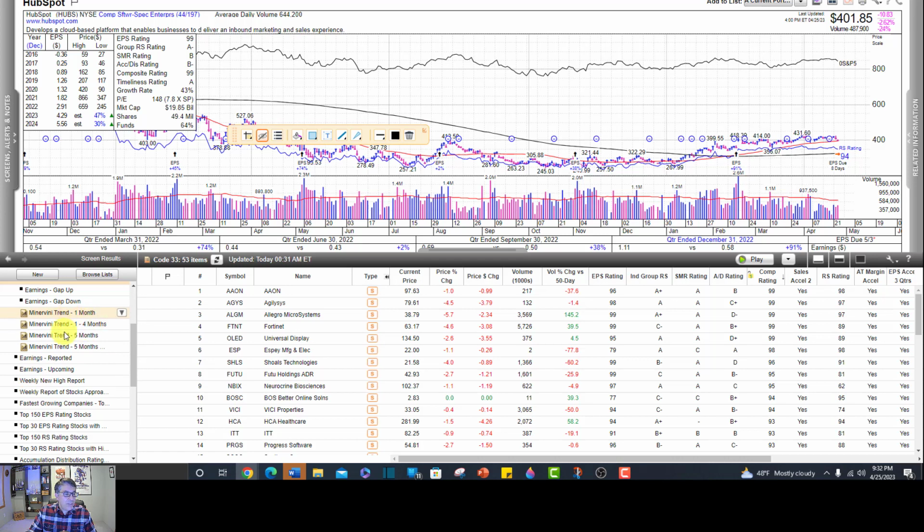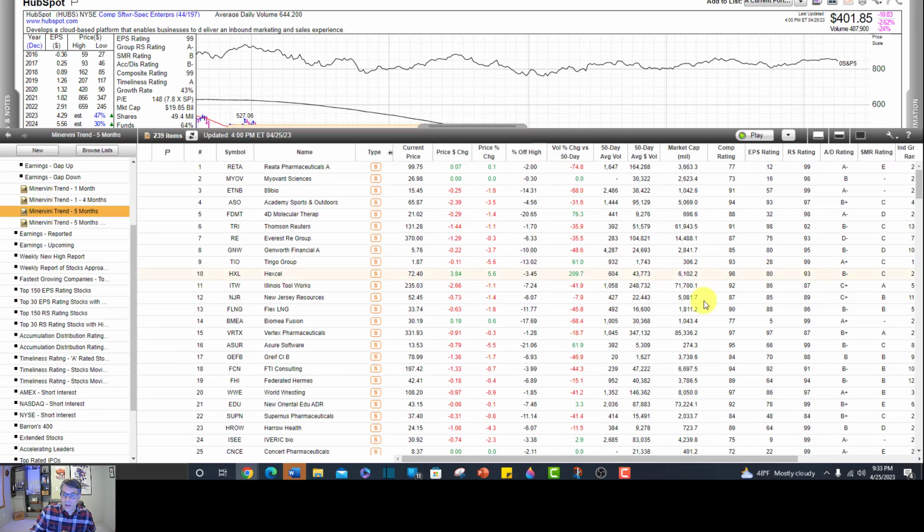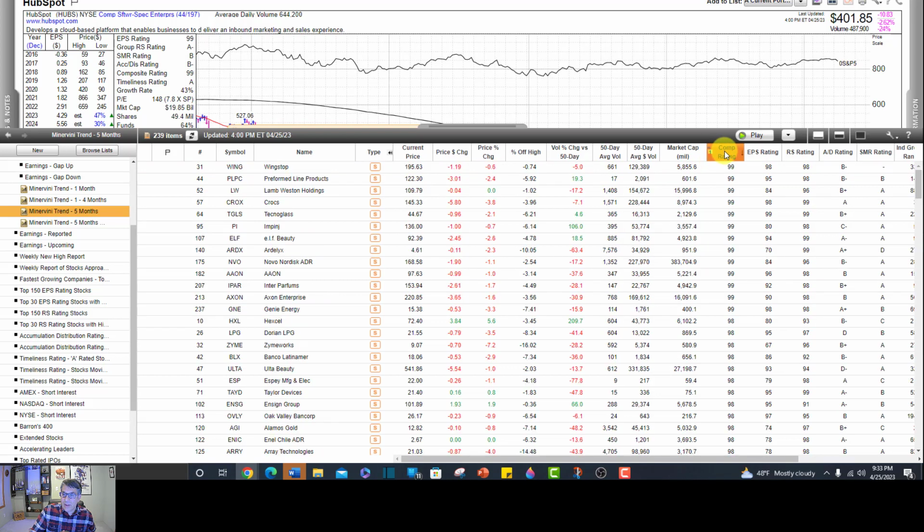And here we see the Minervini trend scans. So I do 2 of them. The first one is the 5-month scan. This will show me the stocks that are in established 5-month uptrends, like I was telling you about. So if I just click on it, now here's all of the stocks, and I can organize them by relative strength, like they are right now. The number 1 is RETA. I actually own that one. Or you could organize it by composite rating, by market cap, however you wanted to do it.